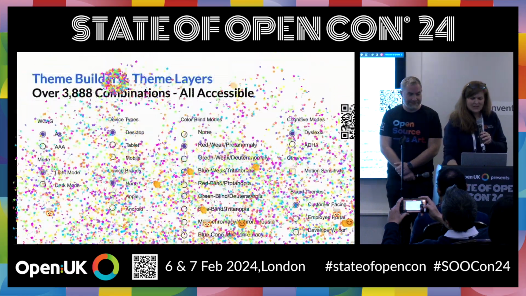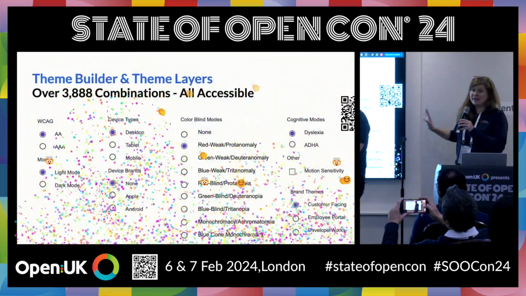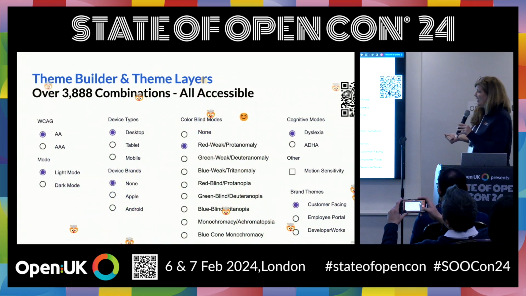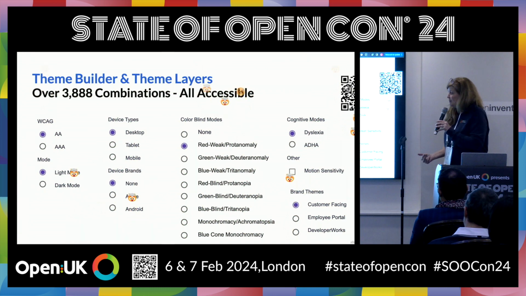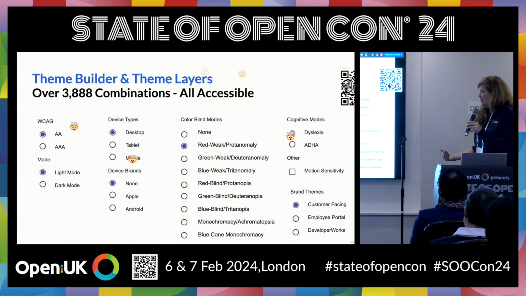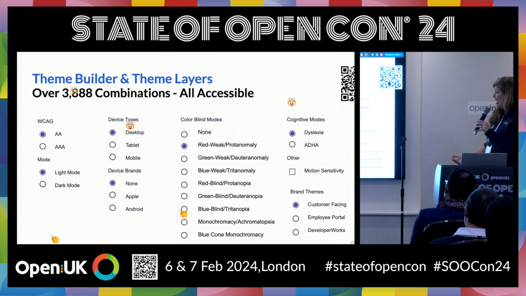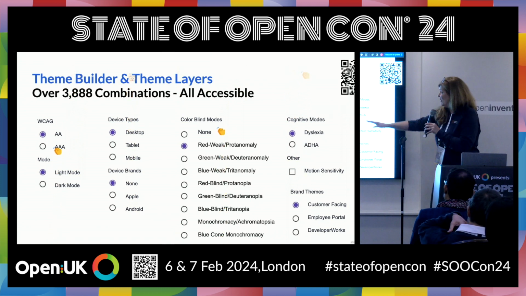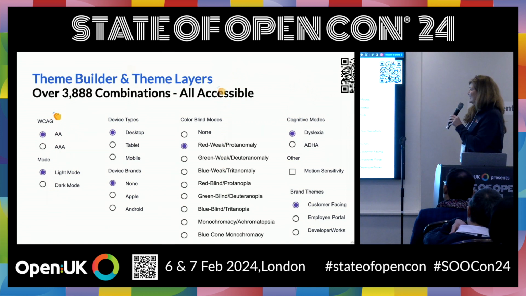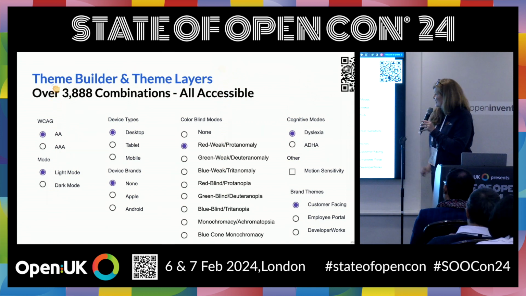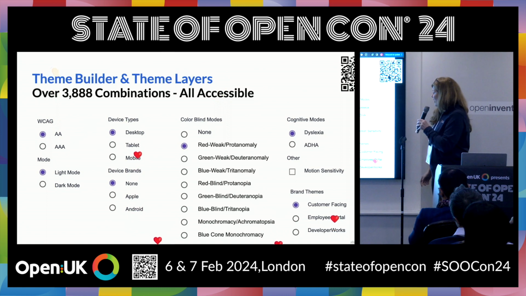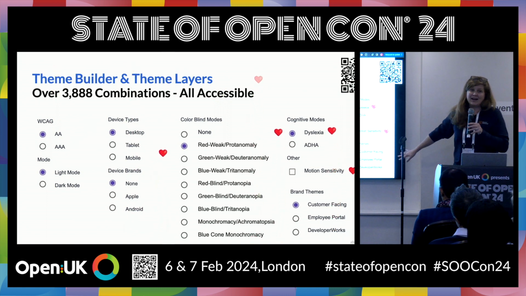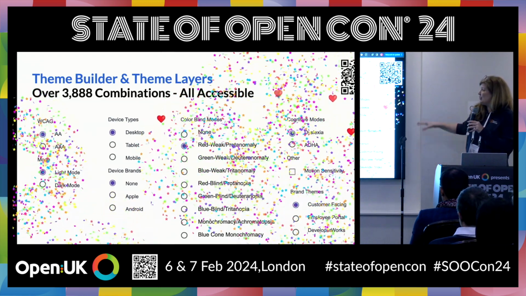All right. So here are all the different types of layers that we provide. You can have WCAG AA, AAA, you can have light mode, you can have dark mode, you can have desktop, tablet, mobile, you can have no brand, you can have an Apple, Android brand, you can have the 8 types of color blindness. You can have these various cognitive modes, you can turn on or off motion sensitivity, and you can switch between different brands that you may have or need for your company.